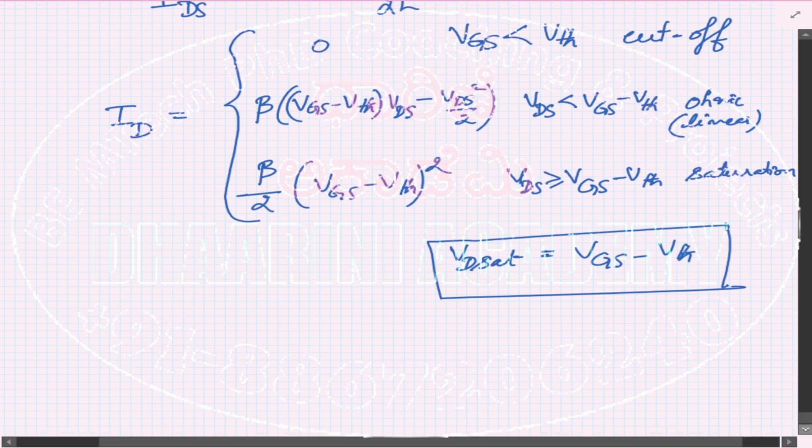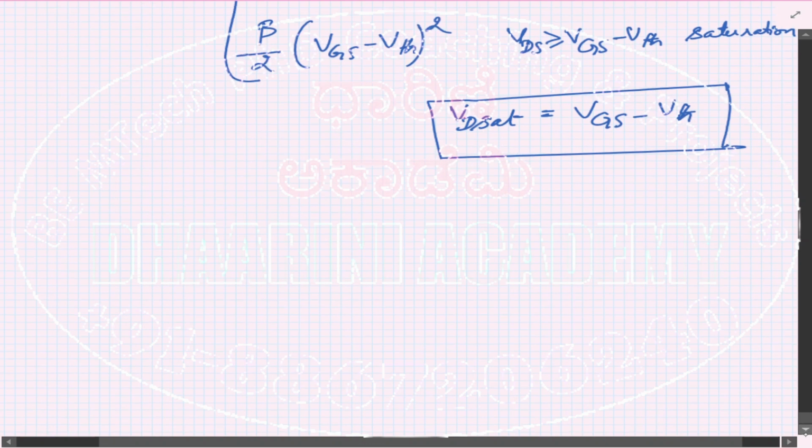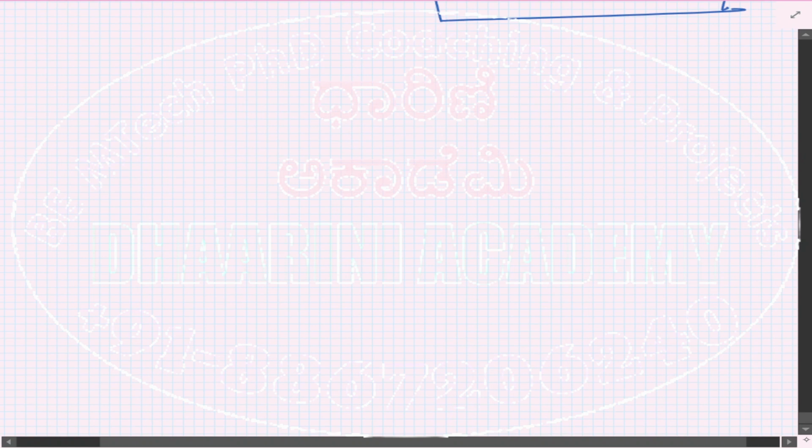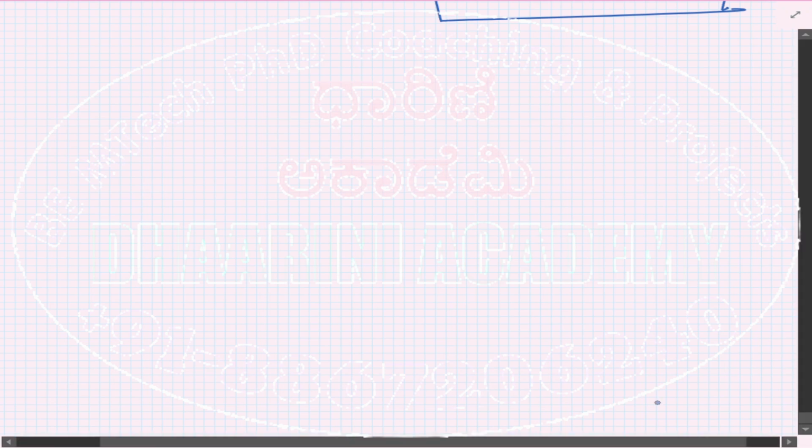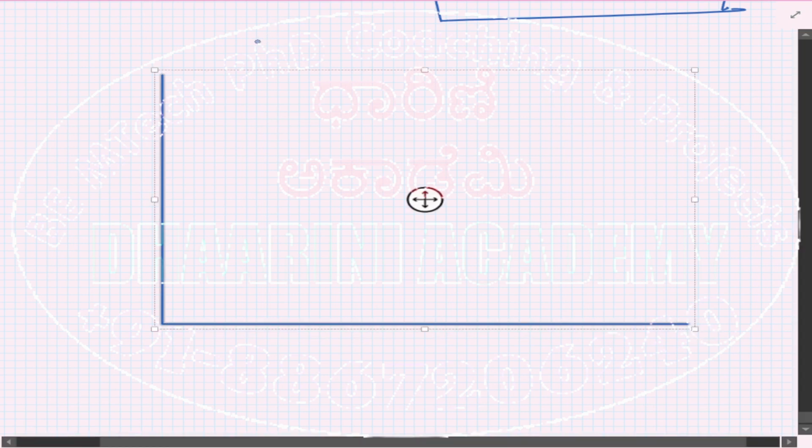Now let's look at the IDS versus VDS curve. Let's look at that curve when you operate an FET in both the regions, one in the resistive and one in the non-ohmic, that is saturation region. All right, so let's try to plot a graph. This is VDS versus IDS, or you can call this the output characteristics of the MOSFET.